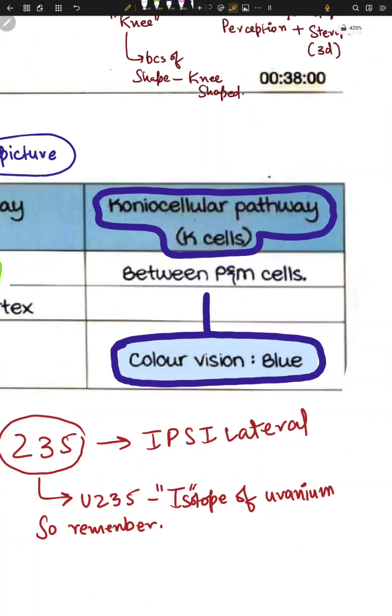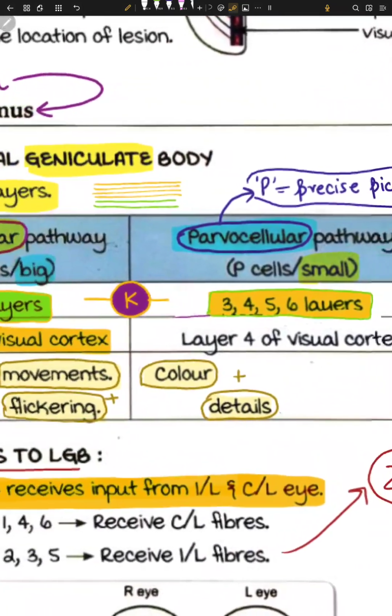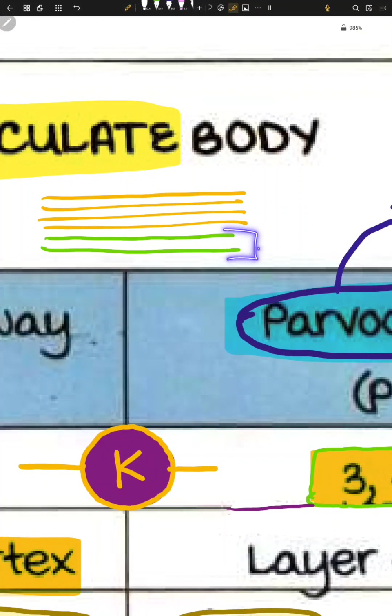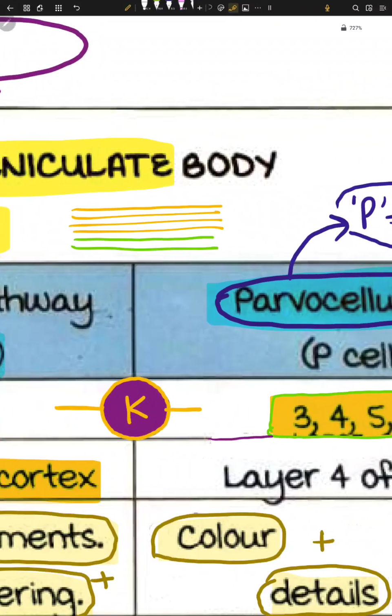What about the other one? The last cell is the koniocellular pathway, K cell. They are present between P and M cells. This is M cell, this is P cell. They are present right in between here. We call them K cells.